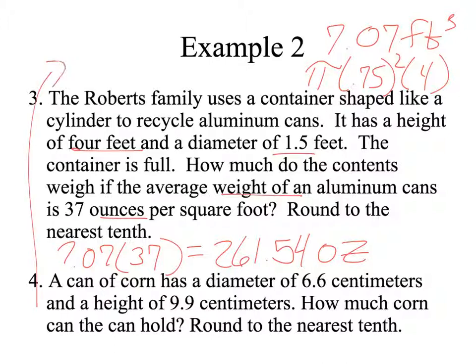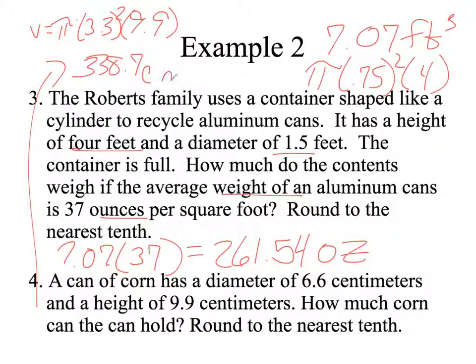For number 4, I'm going to do 4 up here so we have a little bit more room. So we have the diameter of 6.6. We're going to divide that by 2 to get our radius, or a radius of 3.3. So volume is pi times 3.3 squared times 9.9. You're going to get a volume of 338.7 centimeters cubed.